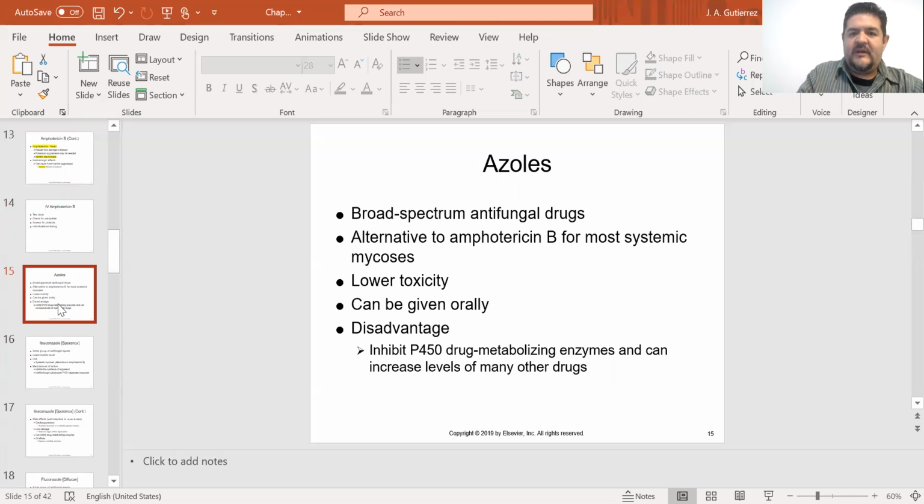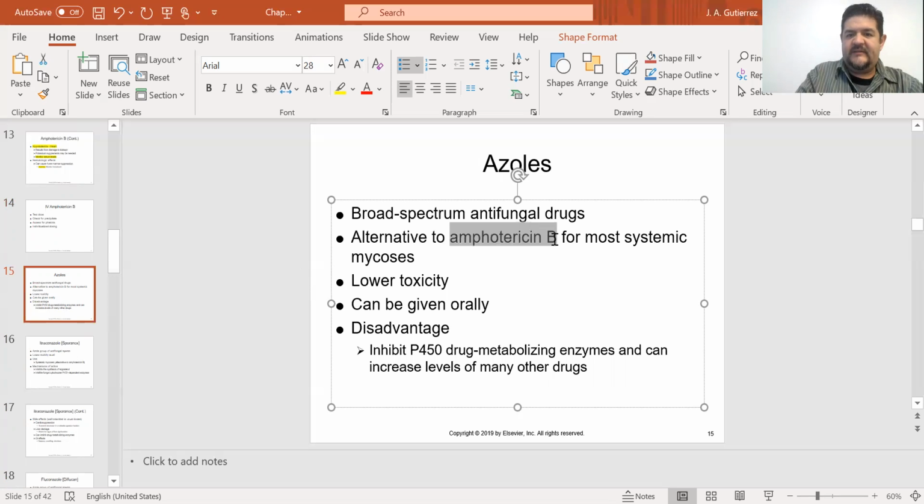Okay, now let's jump to the azole drugs, also broad spectrum antifungal drugs. If the patient has a severe reaction to amphotericin B, the azoles can be a good option. They're less toxic. They can be used PO, just in case the central line is damaged.